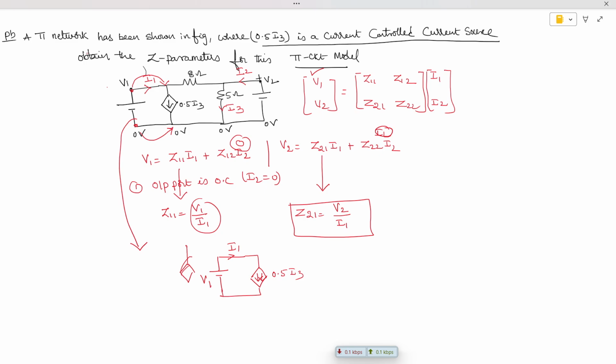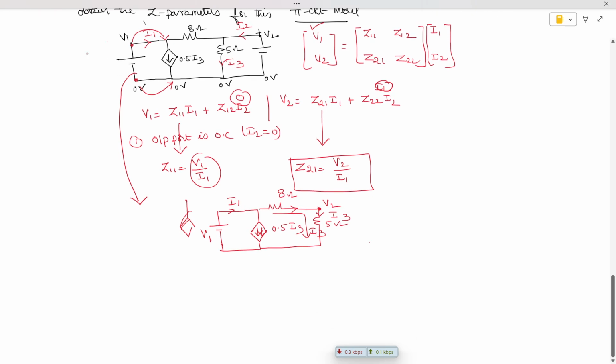So how to write down this current? Let us try to understand. Here we have an 8 ohm and a 5 ohm, and these are connected to the same point. Here we are going to have V2. Now, in this branch, what is given in the problem is that the current flowing is I3. So the current flowing in this complete branch is I3.